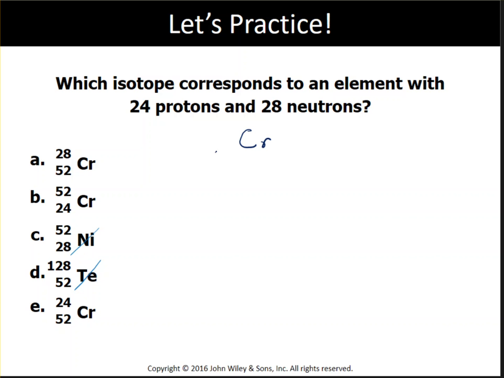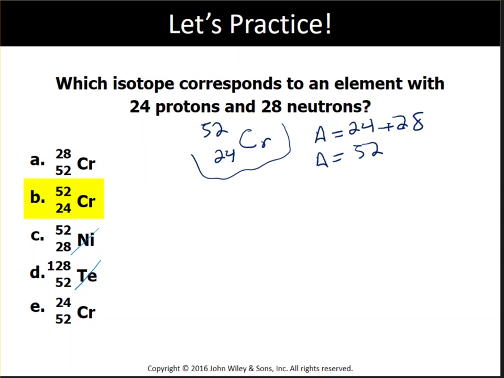And since it is 24 protons, the atomic number, we know that it goes on the bottom here. Now to find the mass number, A, which is the number of protons plus the number of neutrons, which is 52. So this represents the isotopic notation for chromium with 28 neutrons. So the answer would be B.